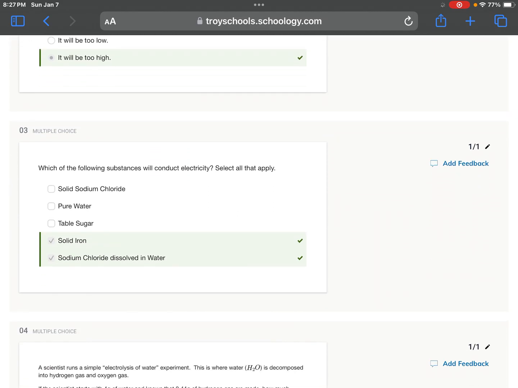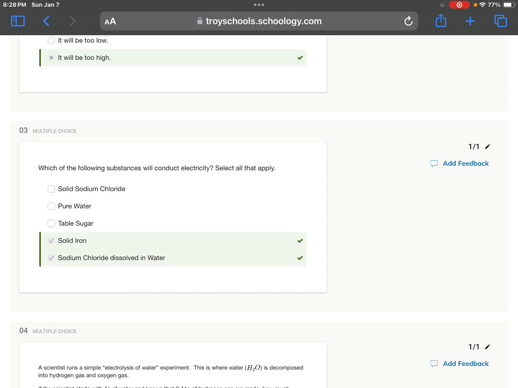Which of the following substances will conduct electricity? Select all that apply for this number 3 here. Solid sodium chloride is not dissolved, so that means it is neutral as a solid compound. So its ions are not freed up yet because it would need to be dissolved. So solid sodium chloride will not conduct. Pure water shouldn't have any ions in it or metals. Tap water, on the other hand, perhaps conductive, but pure water, not conductive, no ions there.